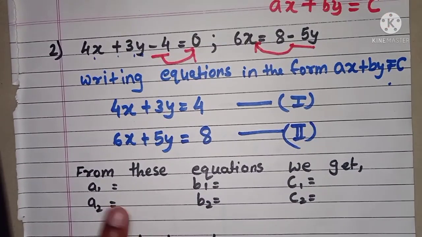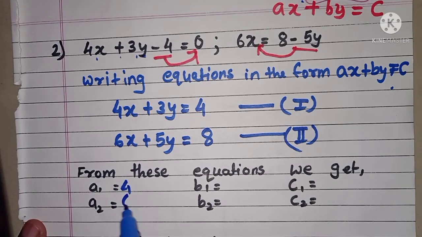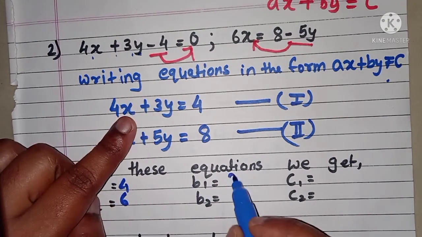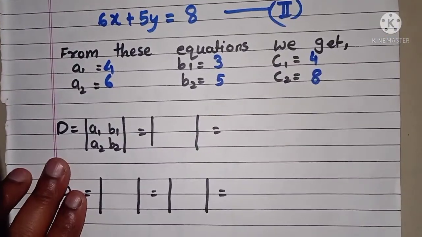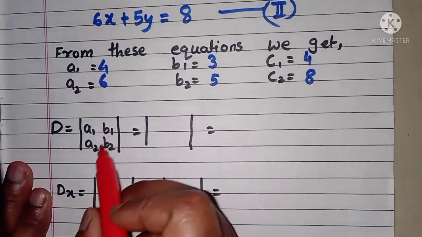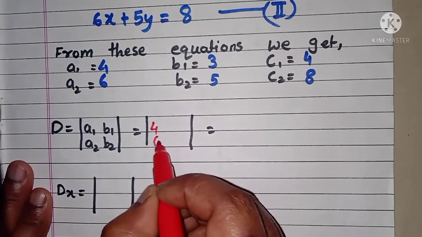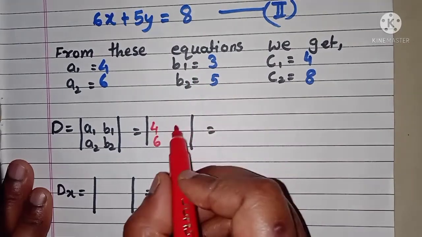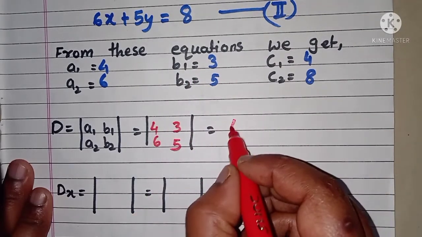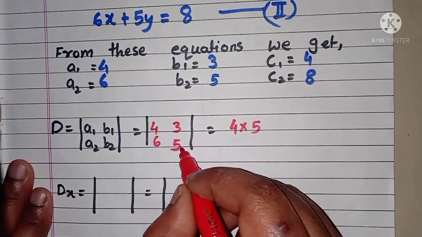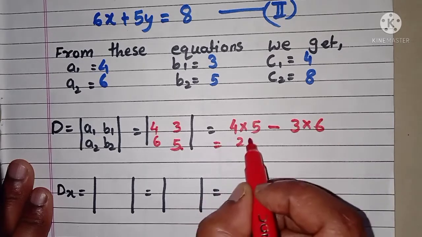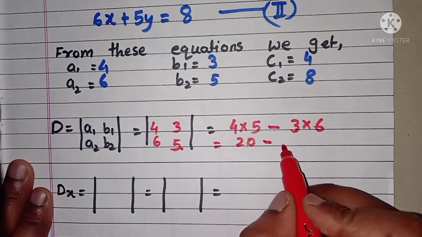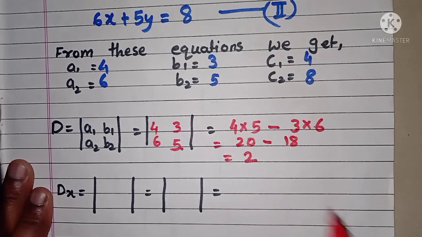So 6x minus, sorry, it will become plus, since this is minus 5 there, so it will become plus, and you got equation 2 also. Now we will find out the values from these equations. We get a1 is 4, a2 is 6, b1 is 3, b2 is 5, c1 is 4, c2 is 8. Now we will substitute the values a1 and a2, that is 4, 6, and b1, b2, 3, 5. As usual, we will multiply 4 5s are 20 minus 3 6s are 18. You got the answer 2.